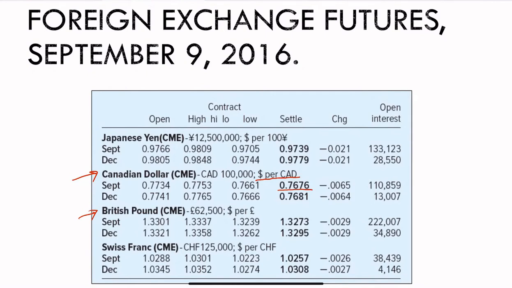Of course, this one is basically the contract size, right? It says that for one contract, you have to purchase 100,000 Canadian dollars. And then for this British pound, this settlement price basically says that you have to spend 1.3273 US dollars to buy 1 British pound. And then you also have this contract size here. So the contract size is 62,500 pounds.